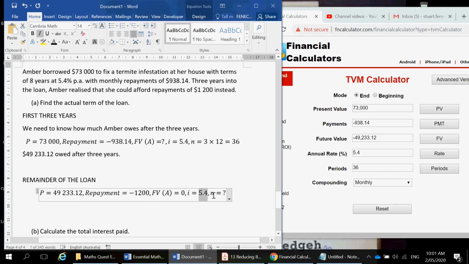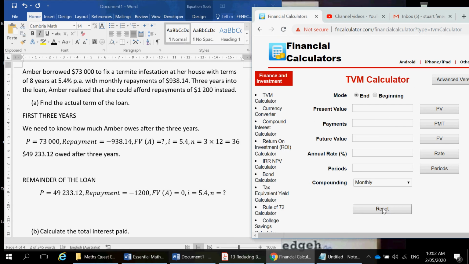Interest rate's still 5.4%. n is the number of time periods, which is the whole purpose of this question. So let's put that into the machine. I'll reset it so you can see it from the start. I put in the principal value. I put in the repayment amount. I need to make that negative, that would have caused an issue. You're giving away the money. It's negative. It's money going away.